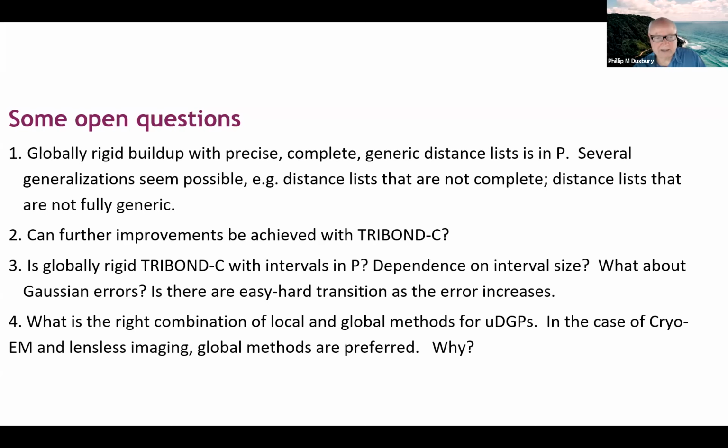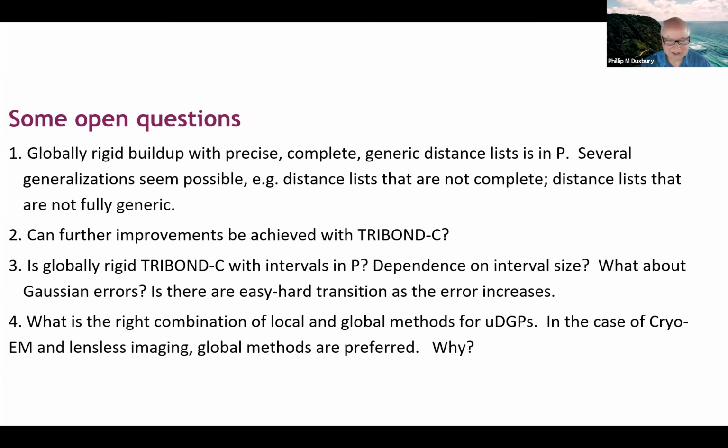We can make the buildup globally rigid, but if there is some non-generic property, then that may lead to some atoms that are placed in the wrong locations, and then we have to backtrack. And the Liga kind of thinking will help with that. So I think we have ways forward which will mitigate these, but it'll be good to understand what the interplay is between the number of edges and the deviation from fully generic.